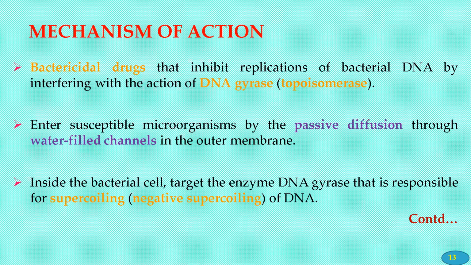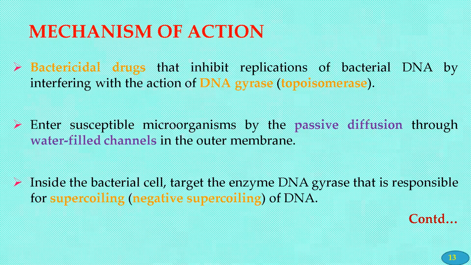Coming to the mechanism of action, these are bactericidal drugs. Tetracyclines are bacteriostatic, whereas these drugs are bactericidal, and they inhibit the replication of the bacterial DNA by interfering with the action of the DNA gyrase. DNA gyrase is also called topoisomerase. So they are bactericidal drugs and inhibit the DNA gyrase enzyme. That's the important thing to remember, especially in the quinolones.